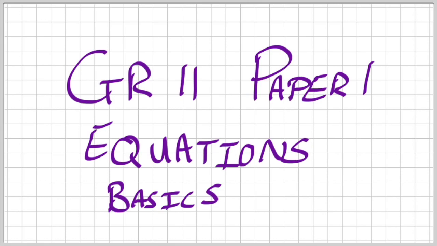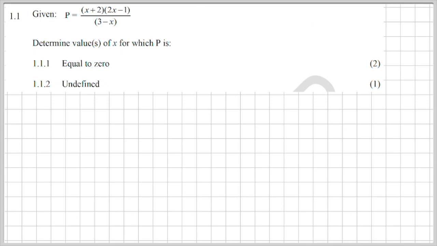Our first question is question 1 out of the Department of Basic Education paper, which says you are given P and determine the values of x for which P is 1.1.1 equal to 0, 1.1.2 undefined. I want you to try it yourself first. Let's see if you've got this understanding and how to do it. If you've tried this yourself, let's have a look at the first question.